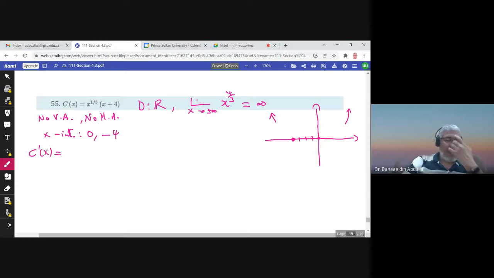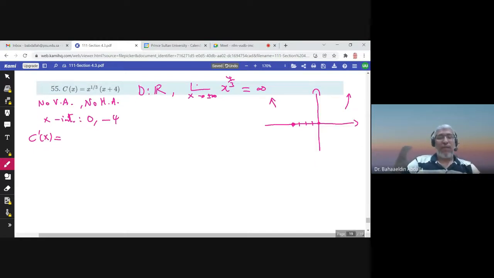I use the product rule. The derivative of x to the power 1 over 3 is 1 over 3 times x to the power 1 over 3 minus 1, plus x to the power 1 over 3 times the derivative of x plus 4, which is 1. To simplify the first derivative, let us take x to the power negative 2 over 3 as a common factor. I can even take 1 over 3 as a common factor, or let me not take it.